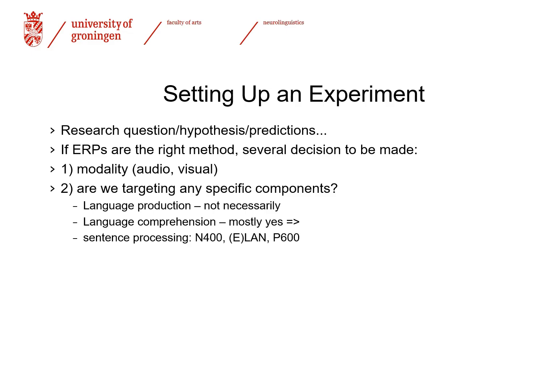The second thing to consider is, do we already know which components we are targeting? And at this stage, if you already have a developed research question, we should really know this. In case we're doing language production, we do not necessarily have to know it, but in case of language comprehension, absolutely yes. In the sentence processing field, we are mostly talking about the N400, the P600, and another component, the so-called ELAN, or the LAN, which I haven't really talked about.